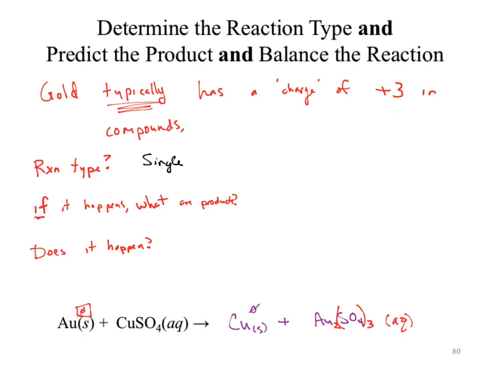Is this equation balanced? No. So what do we have to do? How many golds on the left-hand side? 1. On the right-hand side, 2. Is it balanced? No. How do you fix it? Change the coefficient on the left-hand side. Copper. How many coppers on the left? 1. On the right, 1. Is it balanced? Yes. Cool.